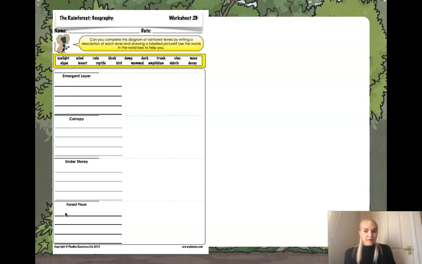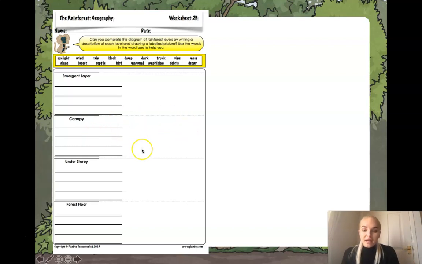When you've done that, in the rest of the space in each of the rows, you are going to draw a labelled picture of the layer. So you might draw a few trees, because we know there weren't many trees in the emergent layer. There were a few, but they were tall and they were spread out, weren't they? So you might draw these trees spread out, then label the trees, and label any animals that were there.